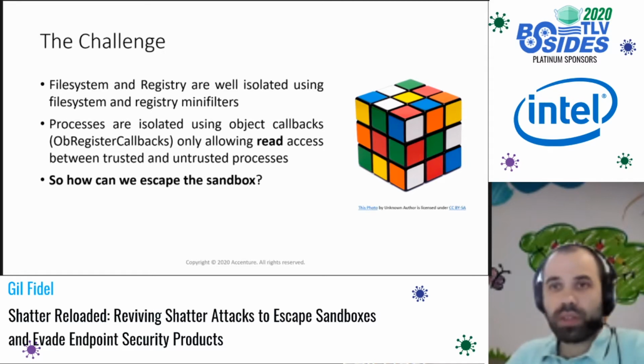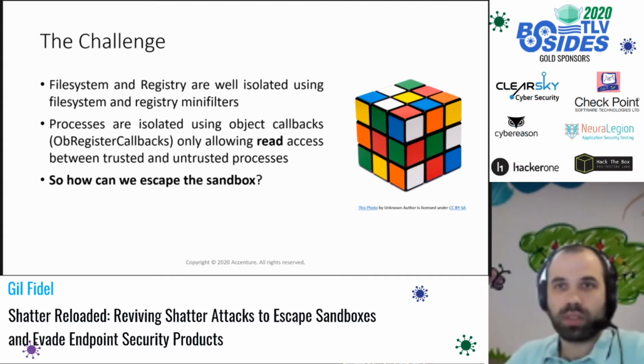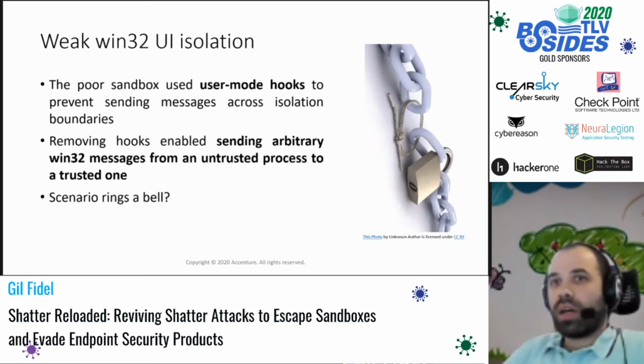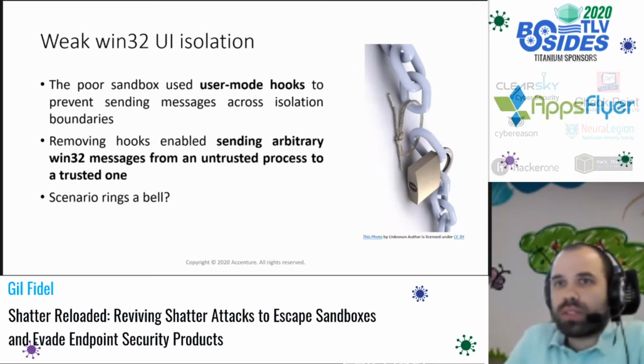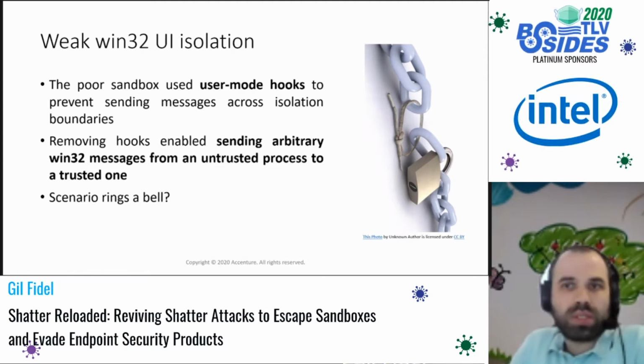So then we were thinking, okay, what else can we do? Or in other words, what is the weakest link here? And not surprisingly, there was one, which was the Win32 UI isolation. The reason it was the weakest link is that it was implemented by user mode hooks, since, as we know, since PatchGuard came along, kernel mode hooks for APIs are not really feasible.